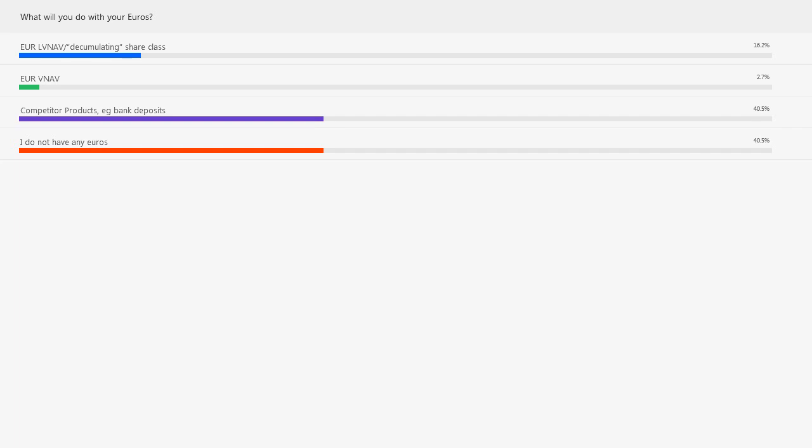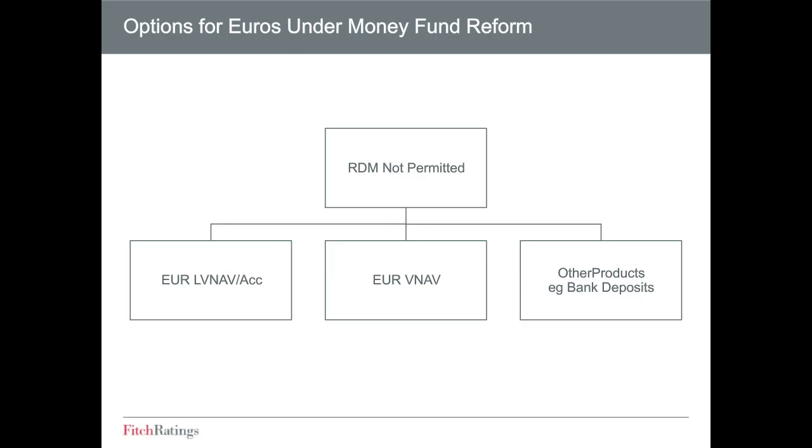So we've touched on this a little bit already. So these are the possible options under the eventuality that RDM is indeed not possible. But as we said, the grandfathering period will be a question.